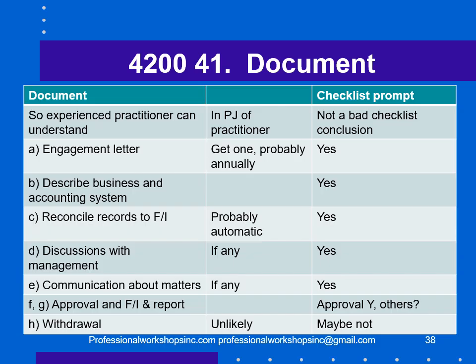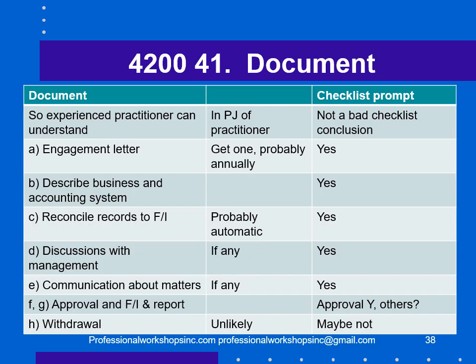So there's a trial balance or something that does that, but have a checklist step to remind us we should do that. Document discussions with management, if any, perhaps in the representation letter automatically. Communicate about matters found, if any, and that's the kind of thing that would require us to withdraw. To have a copy of the financial information and report, so that's our last step in the checklist.